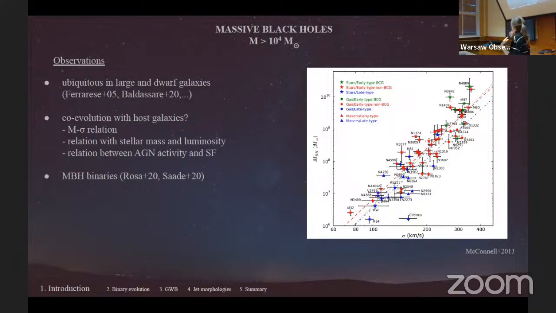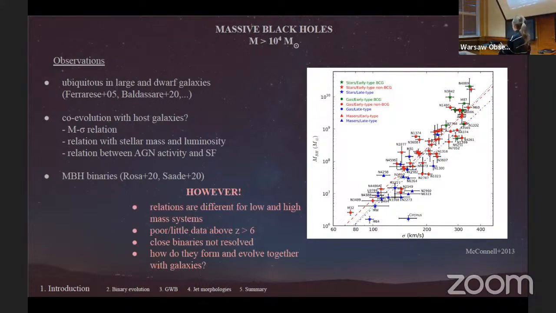What's most important for me and what I would like to talk about is that massive black holes also form binaries. But this looks beautiful, but we have many observations, but still we have very little knowledge about them. First of all, there are some problems with the relations themselves. They are different for different systems. We have very poor and little data above redshift 6. So basically everything we know is based on the local universe. Most importantly, close binaries are not resolved. And the basic astrophysical questions are how do these massive black holes form and evolve together with the host galaxies.